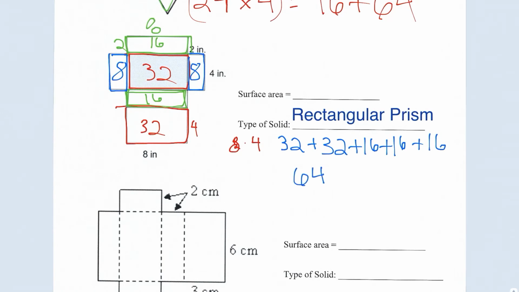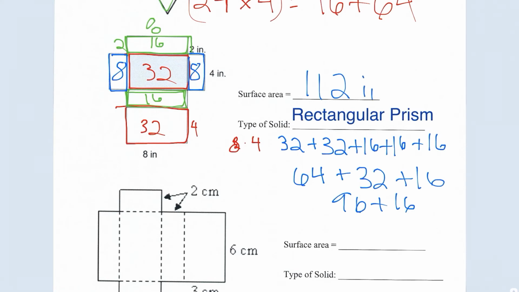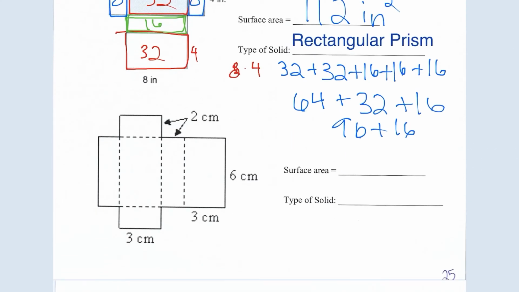I know that 32 plus 32 is 64. And then I have another 32, which is these 16s. So 64 plus 32 is equal to 96. And 96 plus 16 gives me 112. So my surface area is 112 square inches. And there we go. We got one more solid to do.